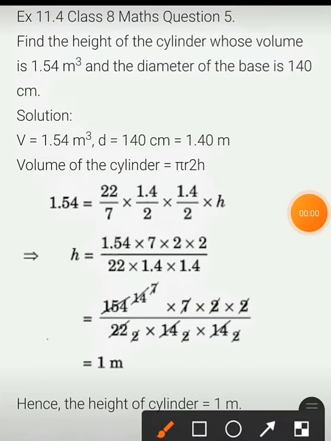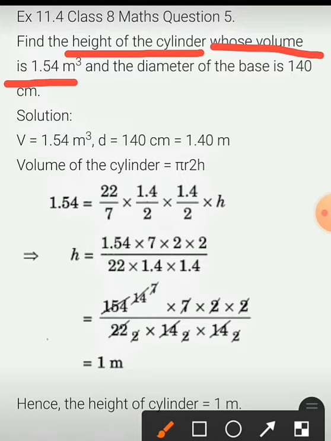Hello students, now we will see question number 5 of exercise 11.4. So let us first try to understand the question. The question is, find the height of the cylinder whose volume is given to us, 1.54 meter cube. And the diameter of the base is 140 centimeter.